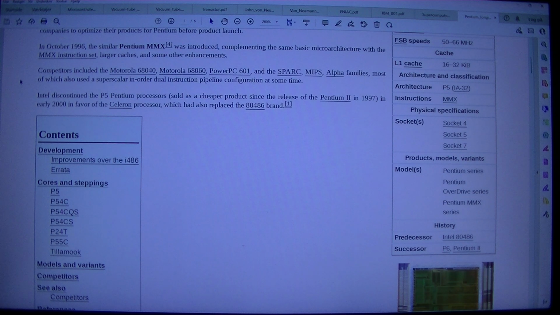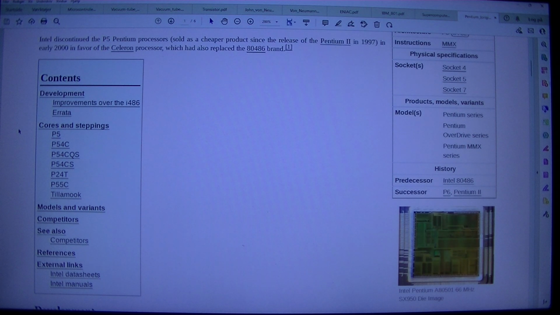Intel Pentium 166 MHz SX950 die image. Competitors included the Motorola 68040, Motorola 68060, PowerPC 601, and the SPARC, MIPS, Alpha families, most of which also used a superscalar in-order dual instruction pipeline configuration at some time. Intel discontinued the P5 Pentium processors, sold as a cheaper product since the release of the Pentium II in 1997, in early 2000 in favor of the Celeron processor, which had also replaced the 80486 brand.